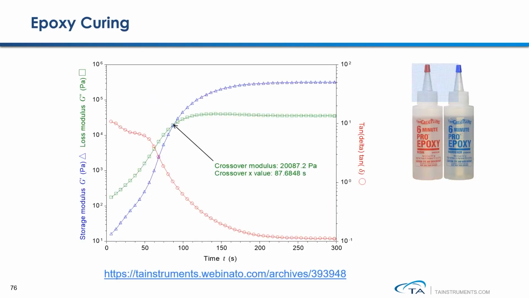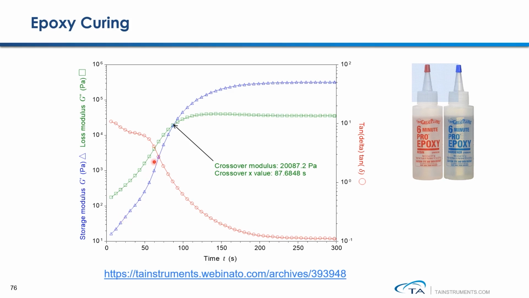Here is an example of using dynamic time sweep to monitor epoxy curing. We mix this two-component epoxy and load it to a rheometer. Then we started the time sweep measurements. At the initial time, you observe the sample loss modulus is greater than storage modulus. This tells you that the material behaves more like a liquid.